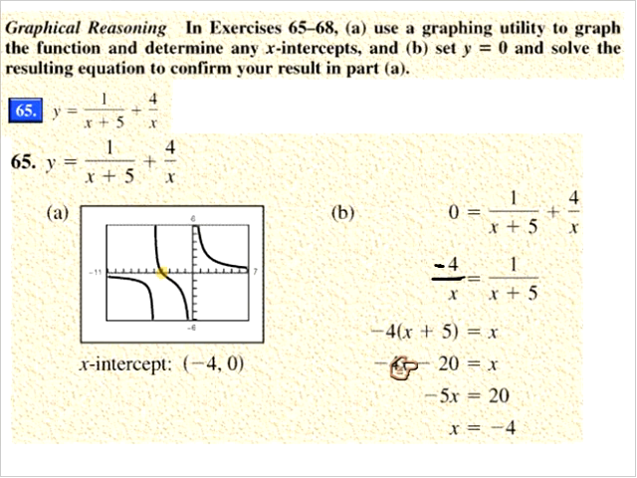Or -20, sorry. Then we have to add 20 to both sides and subtract x from both sides. So you end up with -5x equals 20. And divide by -5 to get x equals -4. So that is how we can prove it algebraically.